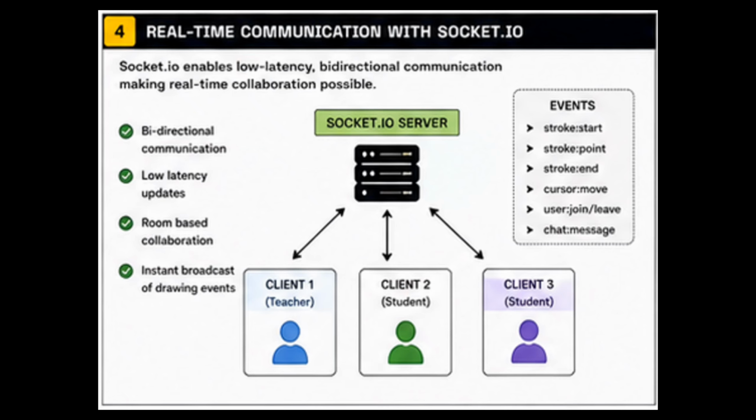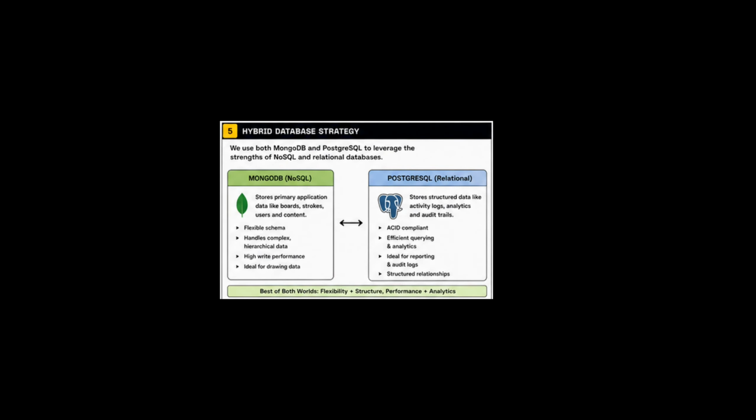users. One of the most important architectural decisions in our system is the use of a hybrid database strategy. We use two different types of databases.